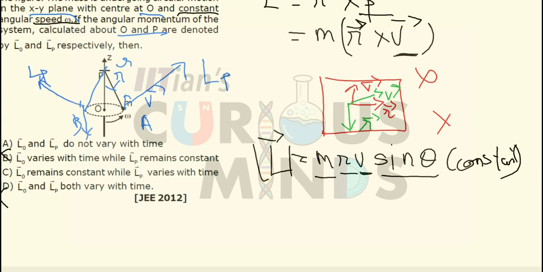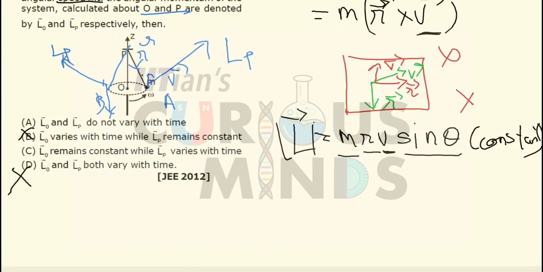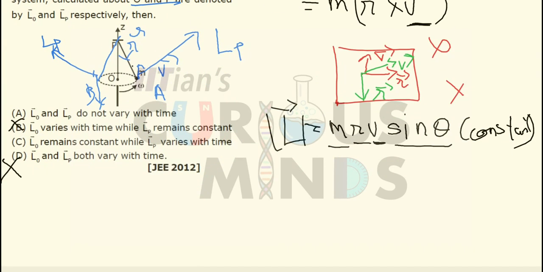So you can clearly see the direction of the angular momentum changes, but the magnitude will remain the same, because again, if I apply this formula, whatever is the angle between the velocity vector and r, it remains constant. So the magnitude will remain the same, but the direction changes at all the points. So about O it will remain constant, and about P it will vary. So the correct answer over here is option number C.